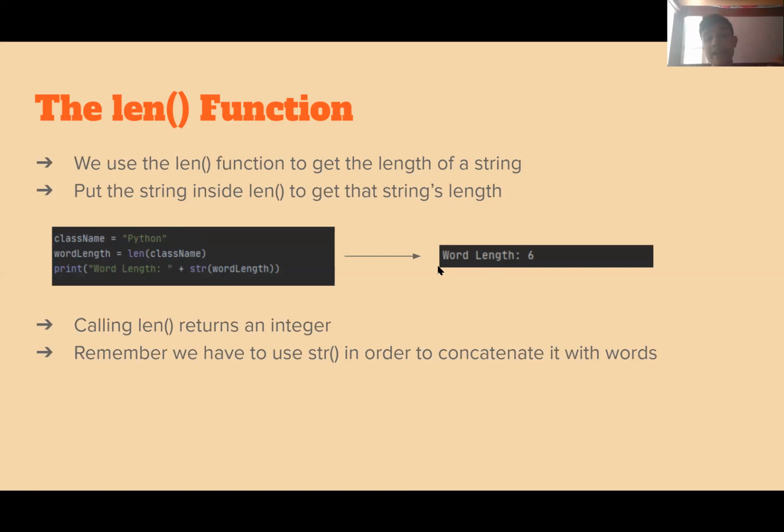It returns an integer. This is because the length of a word is an integer, not a string or a boolean or a float. And remember that since it's an integer, we have to typecast it if we're going to be using it with a string.